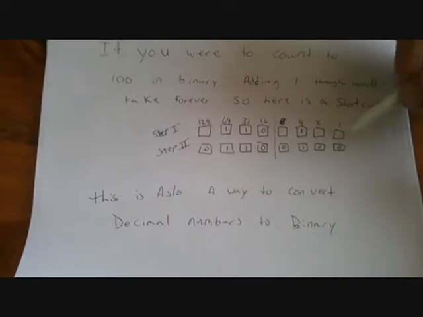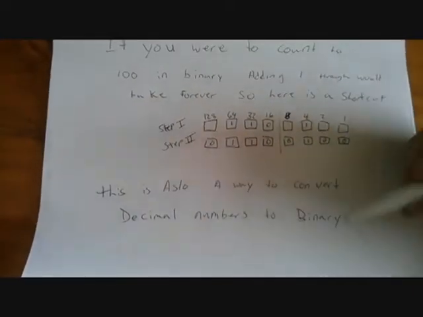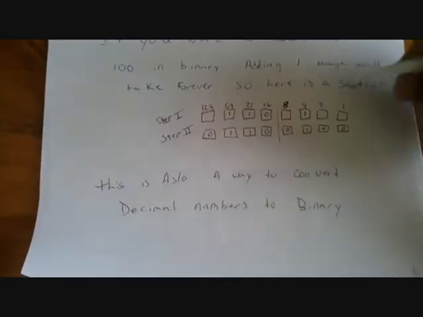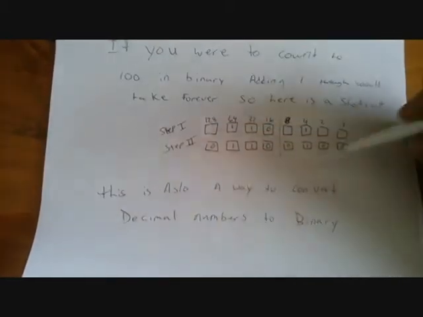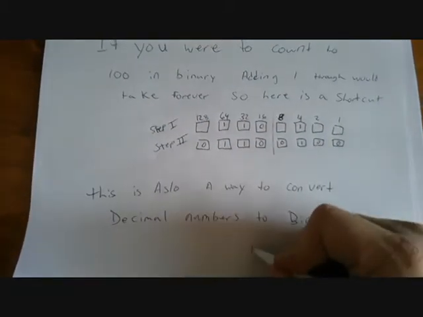To convert back to decimal, we add up all of the places where we have a 1. So we have a 4, a 32, and a 64, and obviously all those add up to 100.